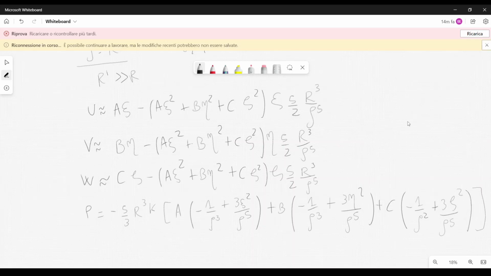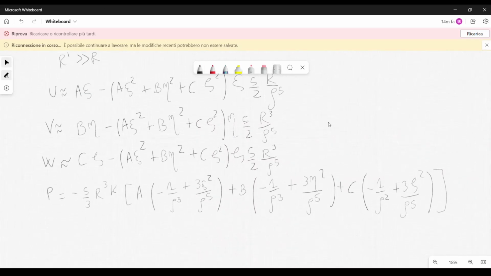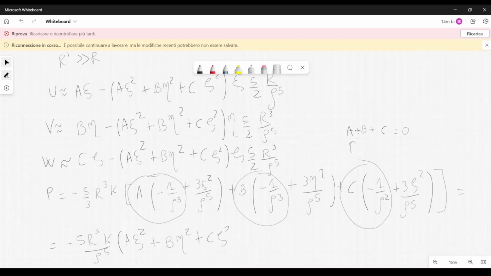And then when you sum these three parts, this term and this term, you will get 0 because a plus b plus c is equal to 0. So you can rewrite the expression like this. You have minus 5 r cubed k over rho to the fifth times a xi squared plus b eta squared plus c zeta squared, like this. This is the expression for pressure.